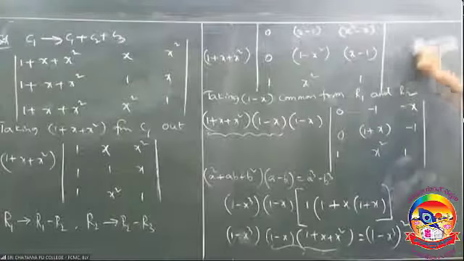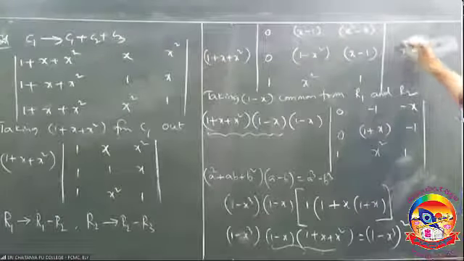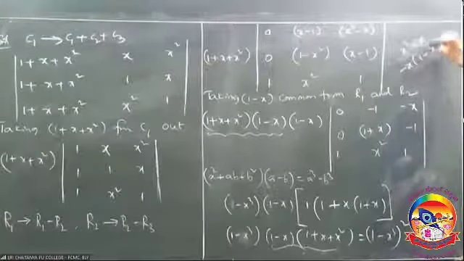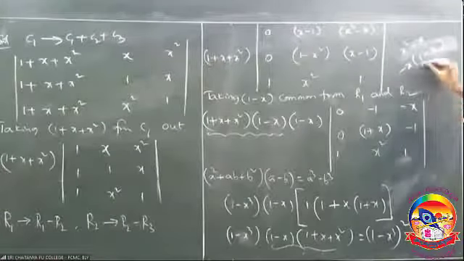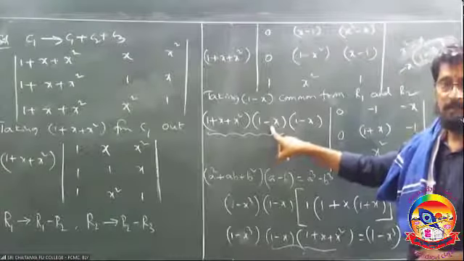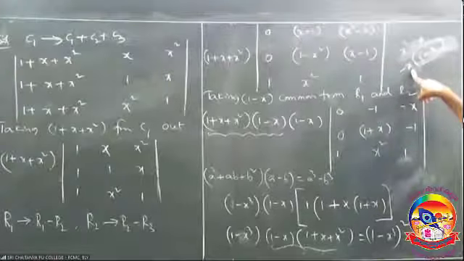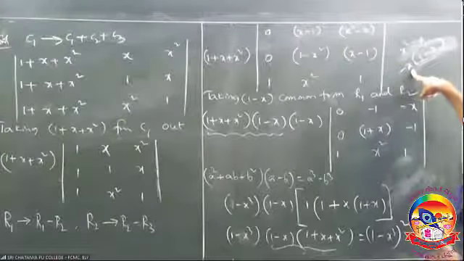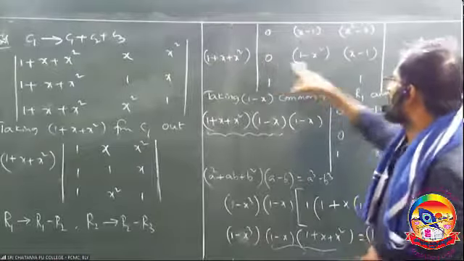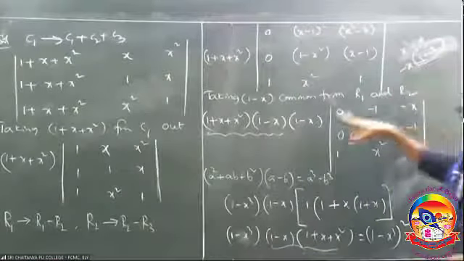And here, another one, X square minus X is here. If I take minus X common, I am going to get 1 minus X, right? You just take this 1 minus X outside, then it will be minus X. I think you understood now. Now, 0 as it is. And from R2 also, I am going to take 1 minus X common.